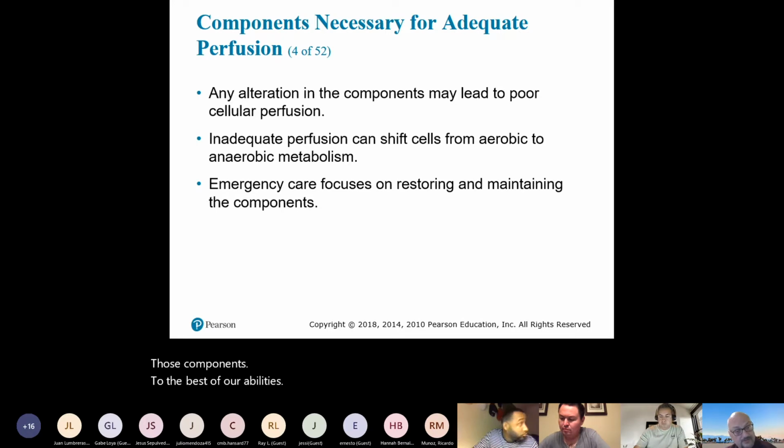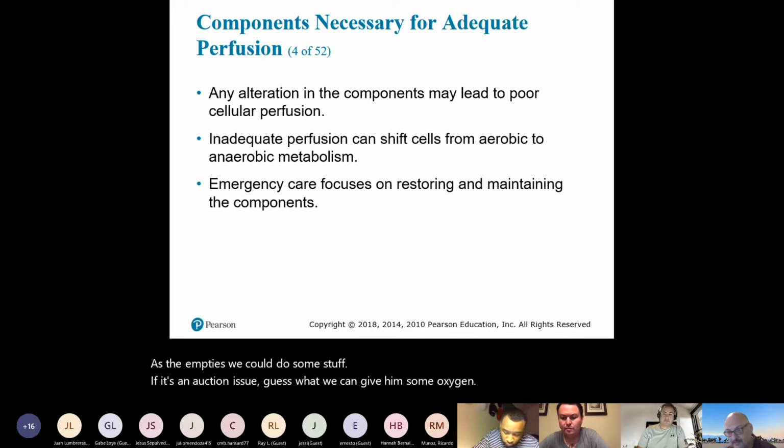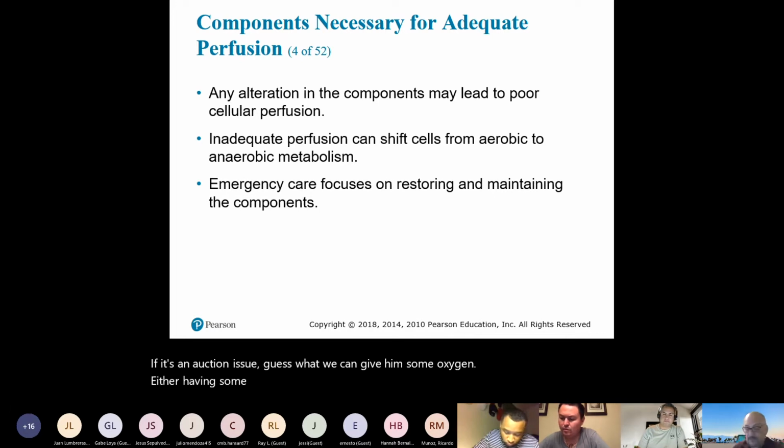As EMTs, we could do some stuff. If it's an oxygen issue, guess what? We can give them some oxygen. If they're having some glucose issues, we might be able to give them some glucose. It all depends.